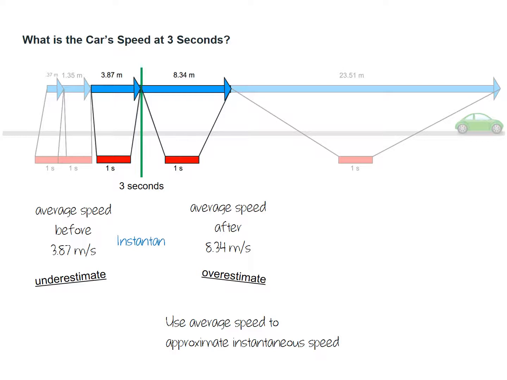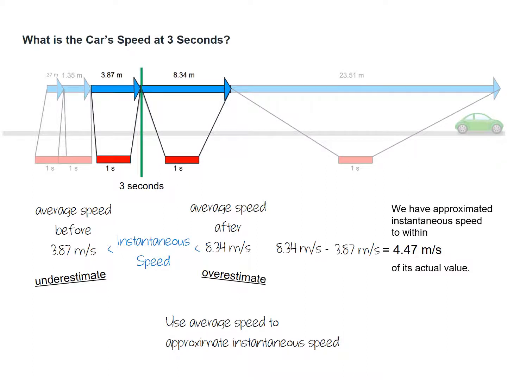And this tells us that the car's speed right at the 3-second mark is some value between 3.87 meters per second and 8.34 meters per second. If we subtract these two approximations, then we can measure the precision of our approximation. Here, we know that we have approximated the instantaneous speed, right at 3 seconds, to within 4.47 meters per second of its actual value.